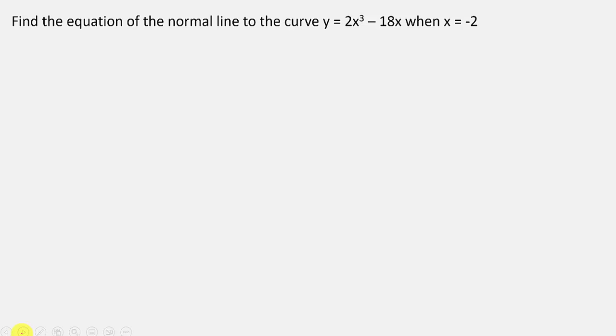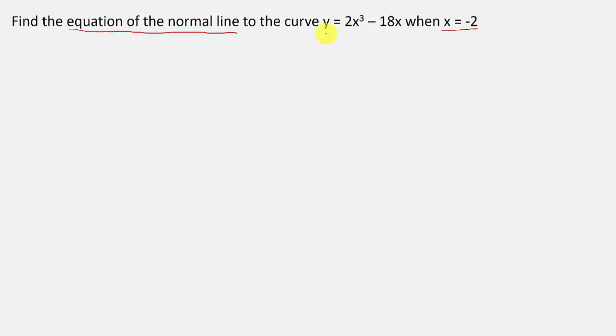Okay, another example. Find the equation of the normal line to this curve when x equals -2. Okay, so I want you to take a minute and try this problem. Pause the video, try it, and then come back and check your answer with mine.